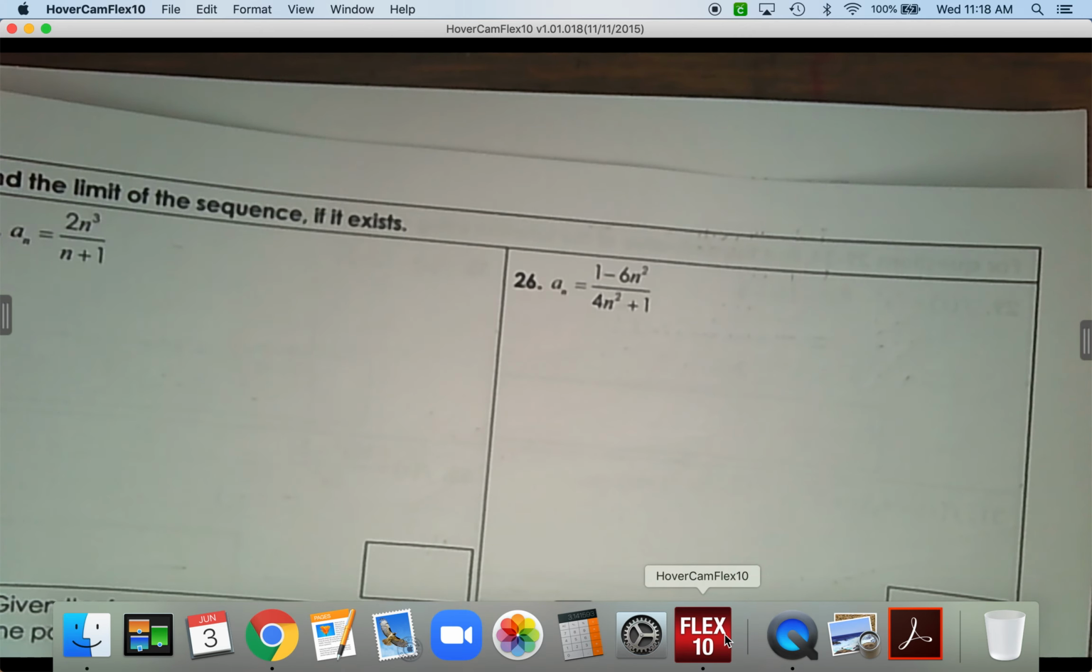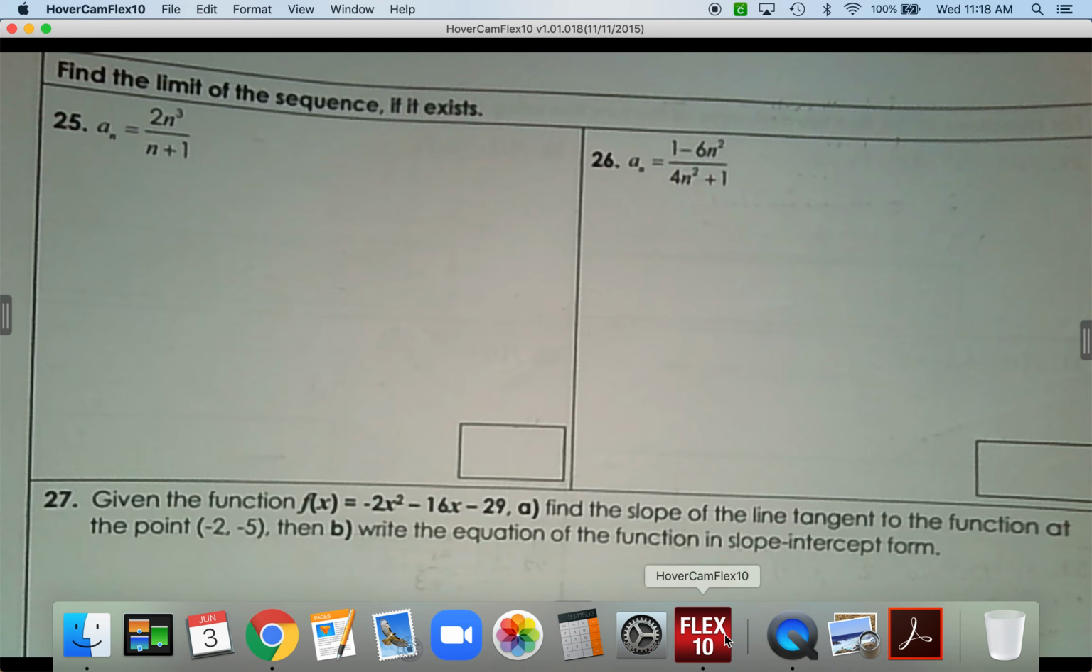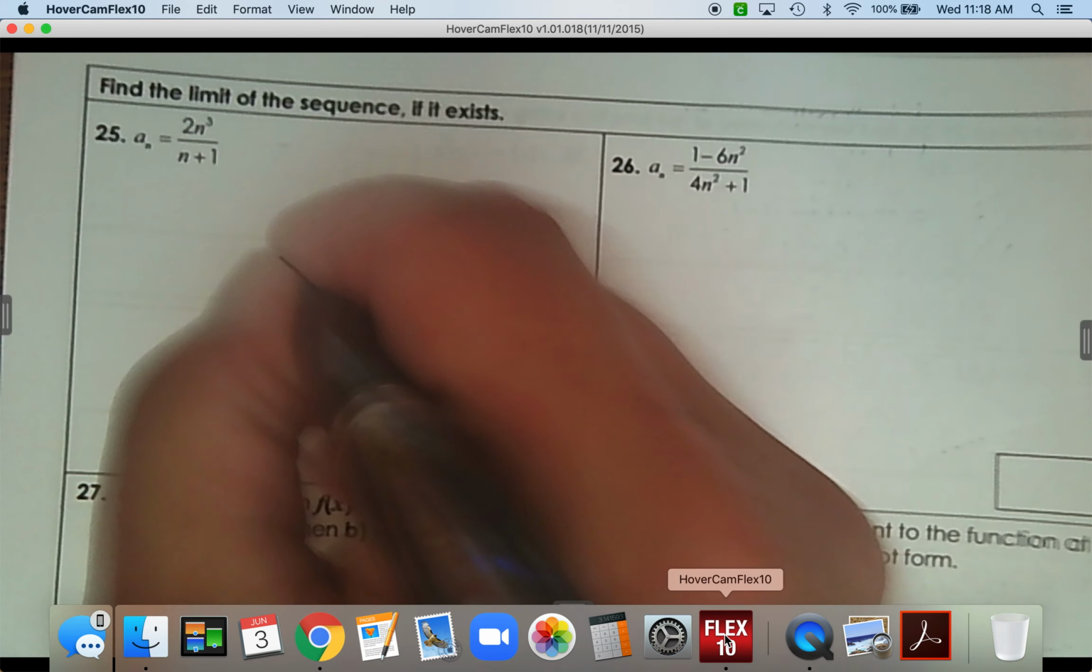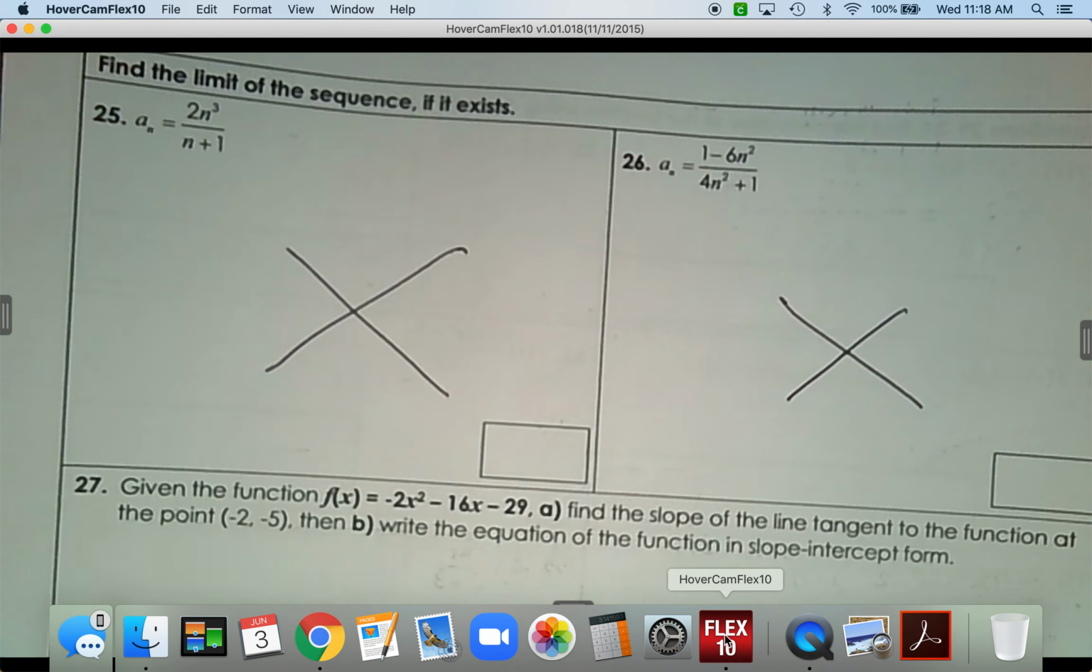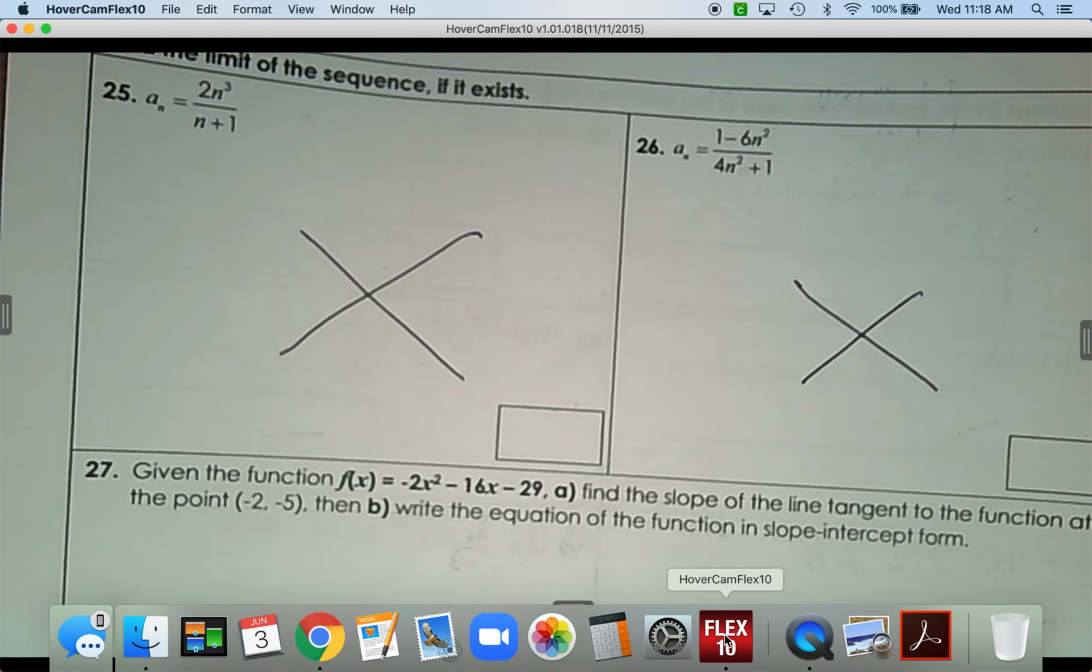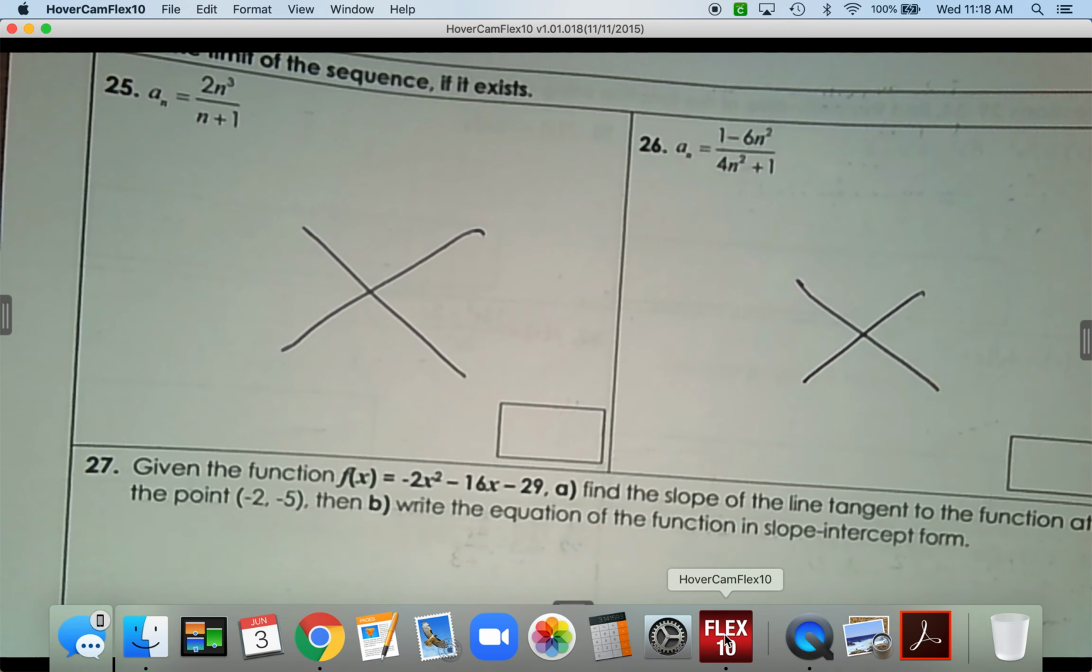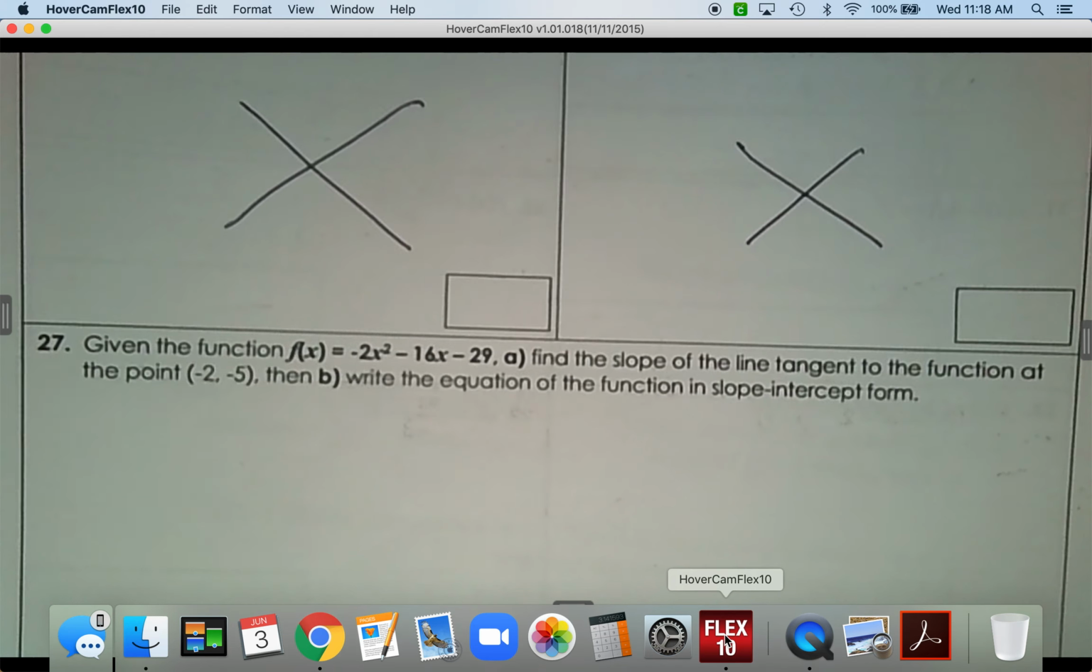Now we're at our home stretch of the exam, the test. The sequence questions, do not do. So if you did it, whatever. Those are empty questions. We're not doing that. That's connected to Calculus BC. 27. These we are going to do.